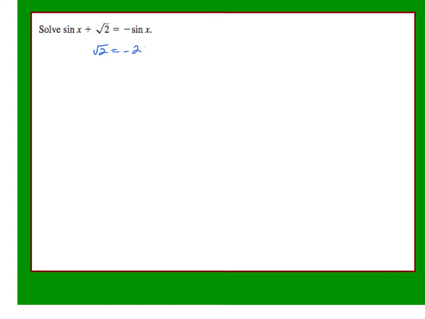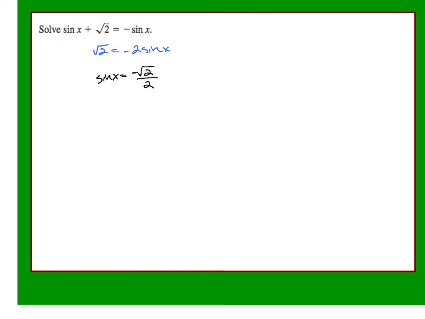Negative 2 sine x. Okay. Now what? I need to get a trig function equal to a number. So what do I need to do now? Divide by negative 2. Okay. So now I end up having sine x is equal to negative square root 2 over 2.